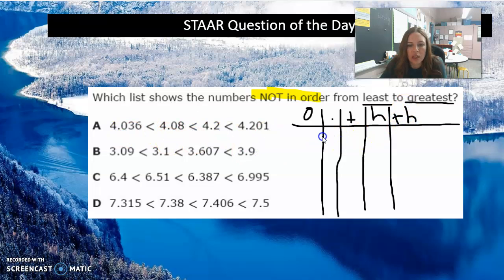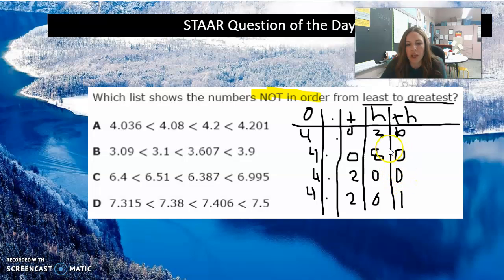Okay, so if we took a look at this first one, we would have 4.036. There we go. 4.08, 4.2, and 4.201. And I'm going to fill in my blank spots with zeros because I think that's really helpful in knowing what the value is of that place value.